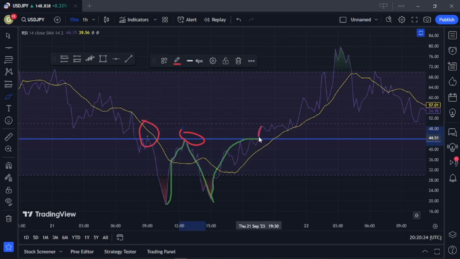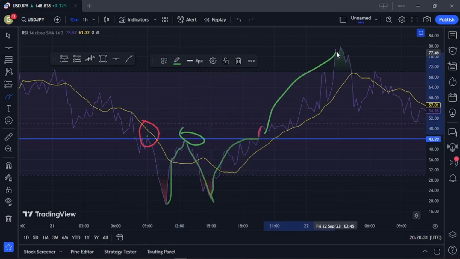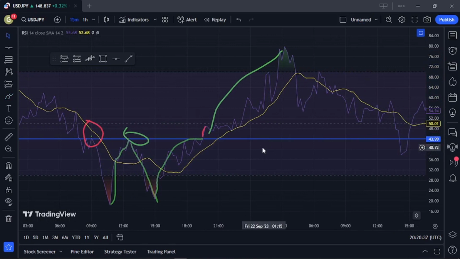And take a look, after it broke it at this level, what did it do? The market went straight upward and even broke out of the 70 mark. So if you want to use this RSI, these are the things you should note: whenever you are trading, always look out for a break of structure from this indicator before you enter the market. If the previous structure isn't broken, don't attempt to enter the market. But if it's fully broken, then it's the right time for you to enter the market.